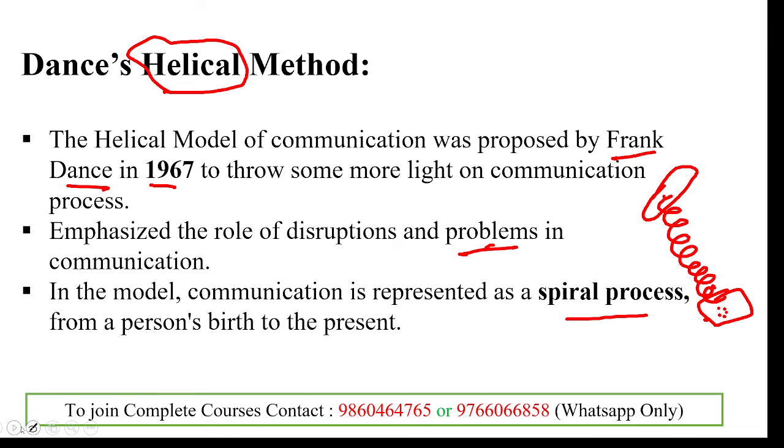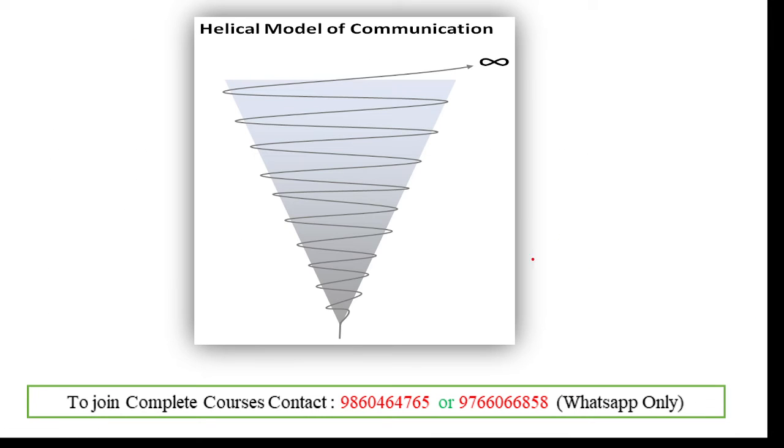You can see the spiral diagram here. From birth, you slowly move on, and then you make a larger community for communication. So that's infinite. So the helical model of communication is by Dance, Frank Dance. He is the person who introduced this concept, and he also gave the role of disruption and problems in communication, in the year 1967.